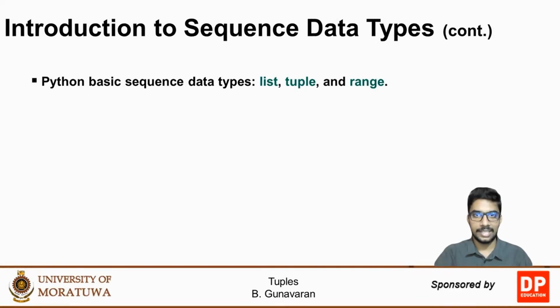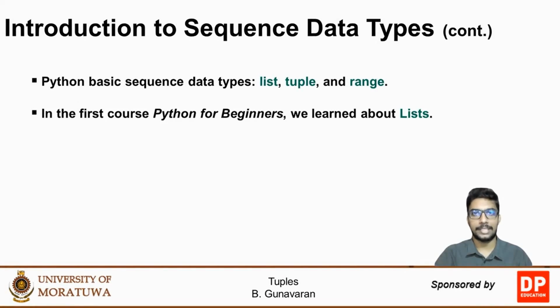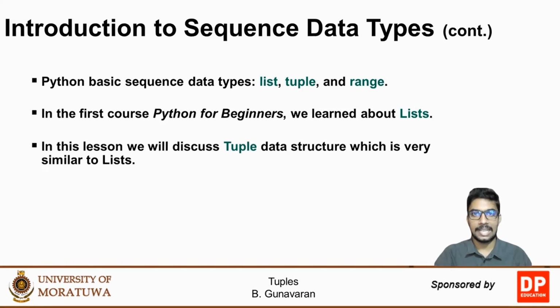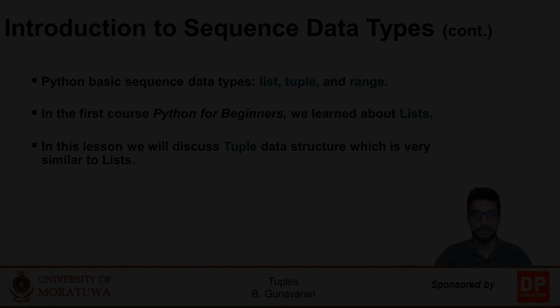Three basic sequence data types in Python are list, tuple, and range. In our first course, Python for Beginners, we learned about the list data structure. In this lesson, we will discuss the tuple data structure, which is very similar to lists.